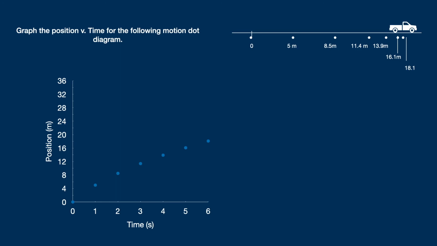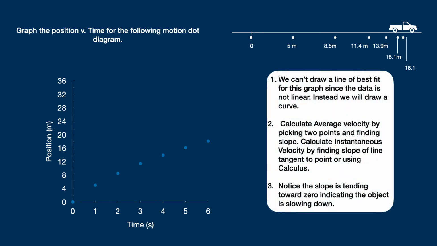So what you should notice here is that we can't draw a line of best fit. The graph isn't linear. Instead, we just draw a curve. So we can calculate average velocity by picking 2 points and finding the slope, just like we did in the example. And then we could calculate instantaneous velocity by finding the slope of the line tangent to the point that we're trying to find the instantaneous velocity at, let's say 3 or 4 seconds, or by using calculus. So if we're given position as a function of time, then we'll start using calculus.